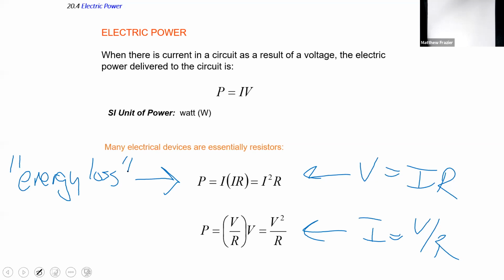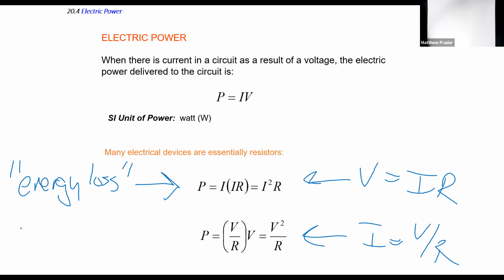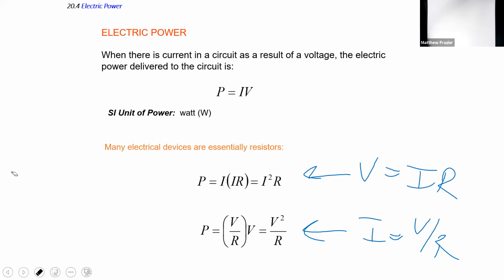But in general, if you have resistors, all of these, why did you do that? That's not what I wanted. I just wanted to erase this extra note.